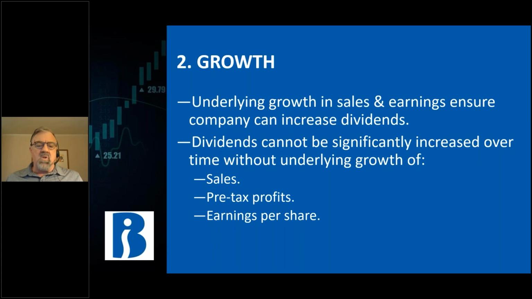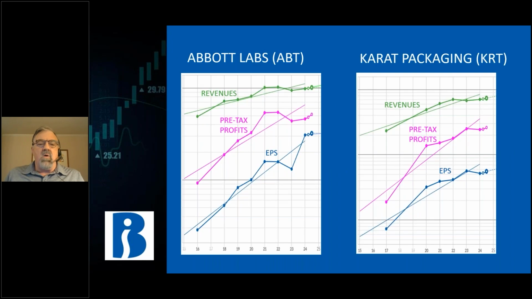So primarily we'll look at sales, pre-tax profit, and earnings per share. We'll also focus on cash flow. We'll talk about that a little bit later. So we like it when companies are growing. Consistency is valued, it's not required. In this case, we see Abbott Labs on the left, revenues, pre-tax profits, and earnings per share trending upward over the last decade. On the right is a smaller company, so they're not all large cap blue chips.